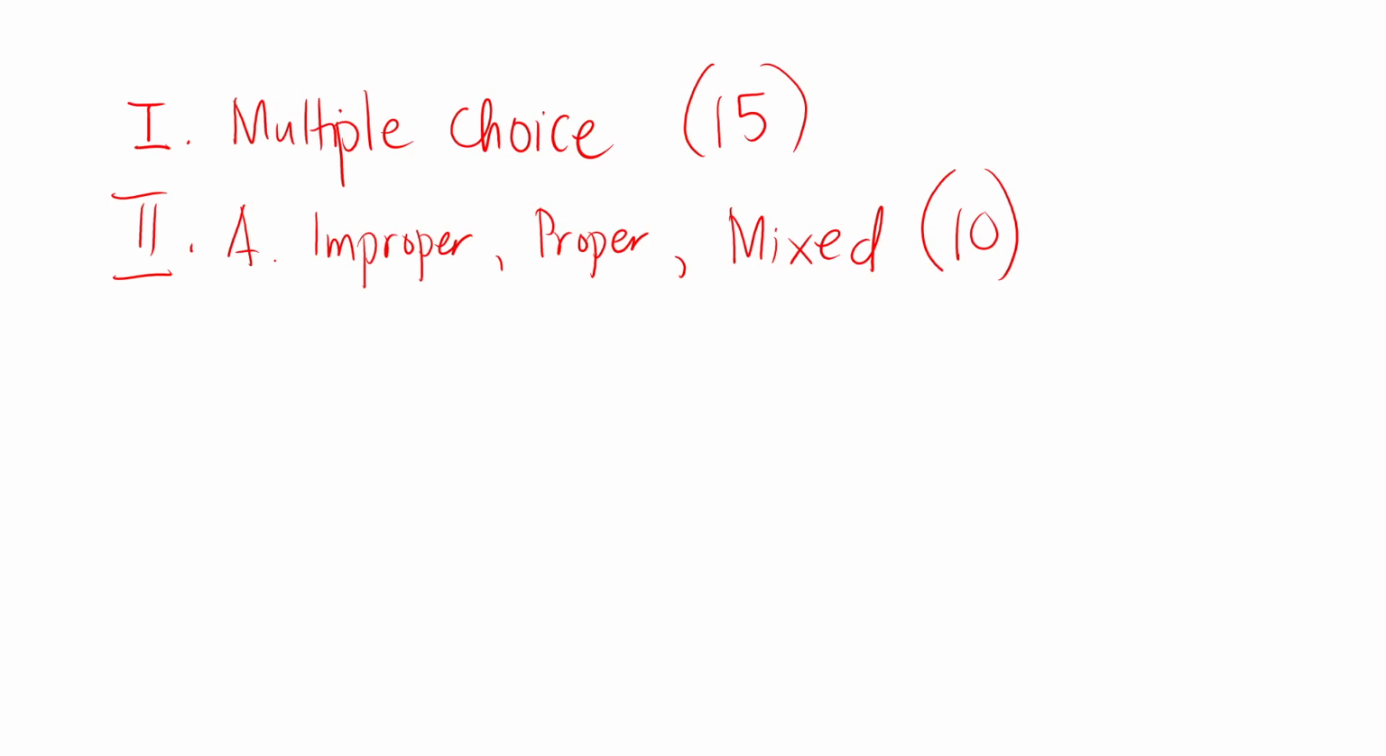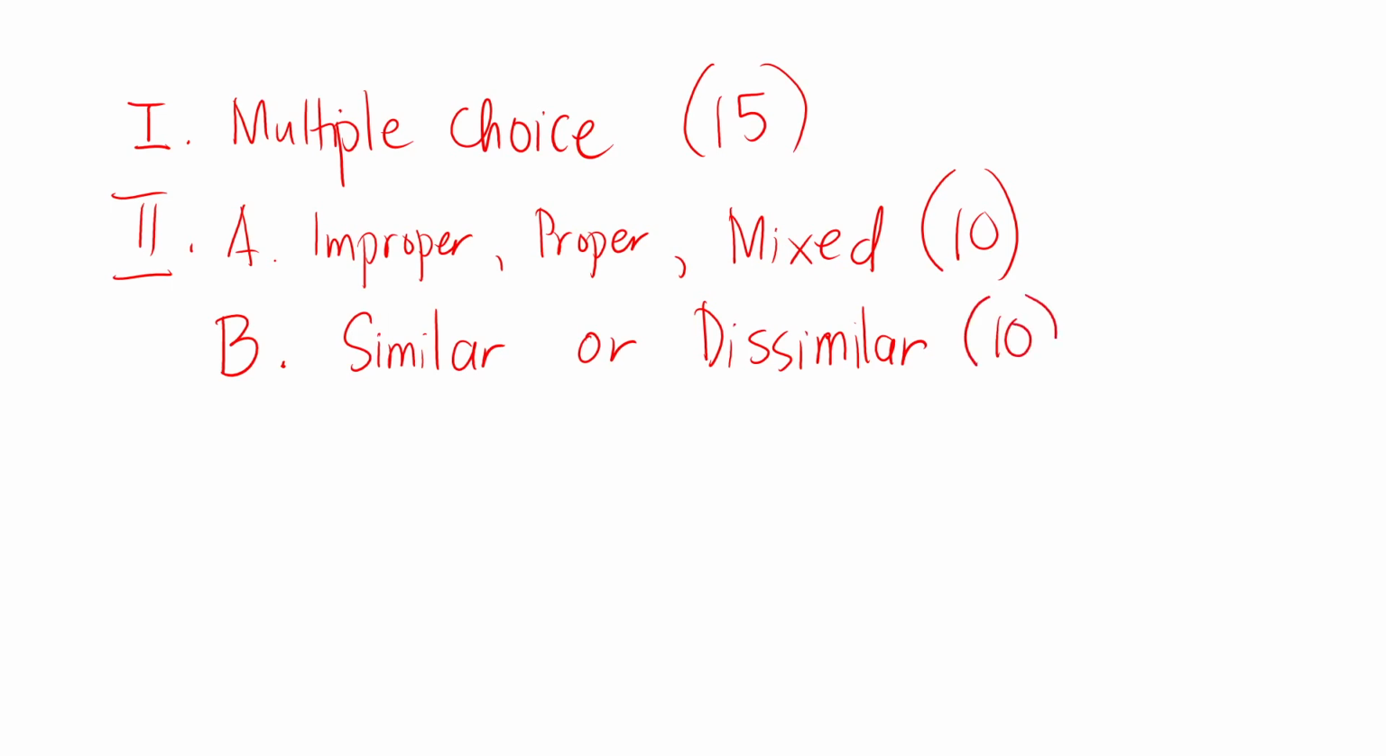Letter B is this. You will say whether similar or dissimilar. What is similar? Same denominator. What is dissimilar? Different denominators. Then, I expect you to get a perfect score on test B. It's 10 items.